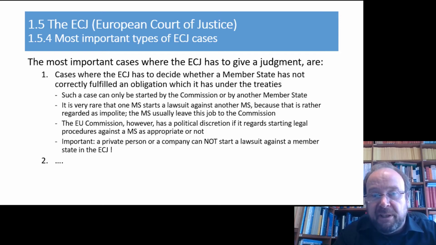Now, you and me, we are not allowed to start such a lawsuit against a member state. That can, under the treaty, only be done by the Commission and another member state. That one member state starts court proceedings against another member state is, however, generally regarded as not very polite. It is not very diplomatic. So the member states usually knock on the door of the Commission and leave the job to the Commission and say, well, dear Commission, what about starting a case in the ECJ against this member state, because what they did was not correct under the treaty.